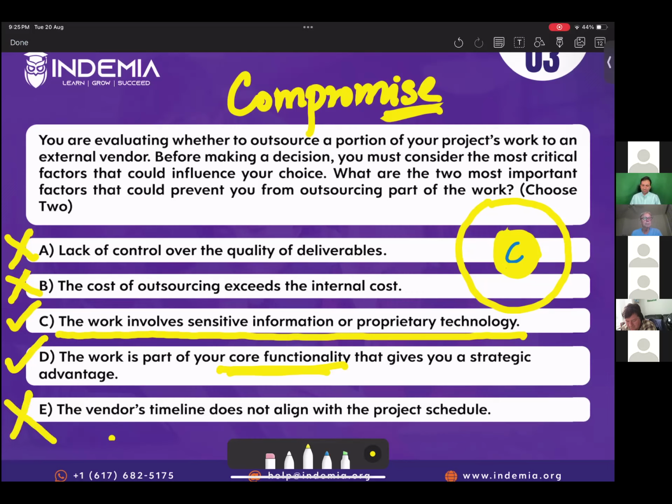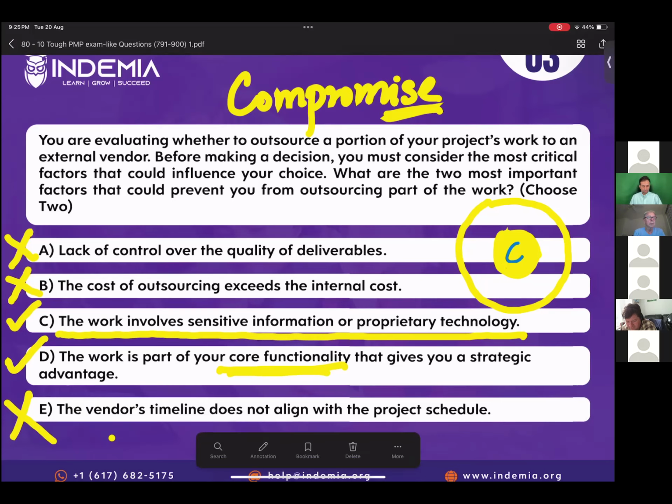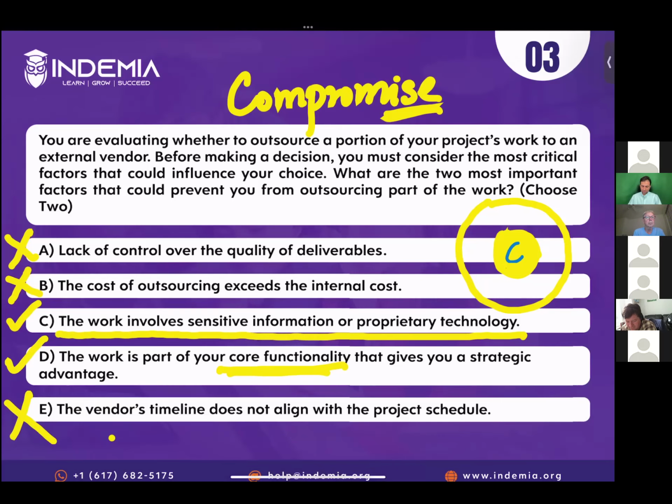So the correct answer is option C and D. Organizations do not compromise on sensitive information or proprietary technology, and also they keep the core functionalities to themselves so that they have competitive advantage. So the correct answer is option C and D. Let's read the explanation.